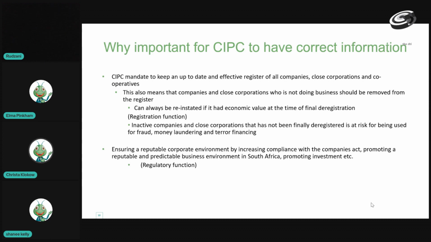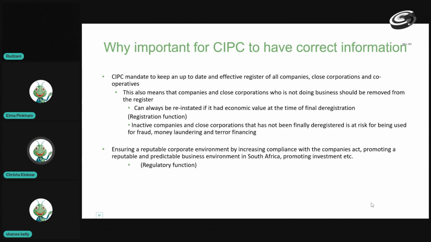Once you are deregistered, you can always be reinstated if you can show that there was economic value at the time of final deregistration. So this is basically our registration function, to make sure that our registry is up to date with all the information that is needed, that dormant companies are off and businesses that are doing business are on the registry. We know where the addresses are. We know who the directors are, the auditors that give assurance to the financial information. That is our registration function.